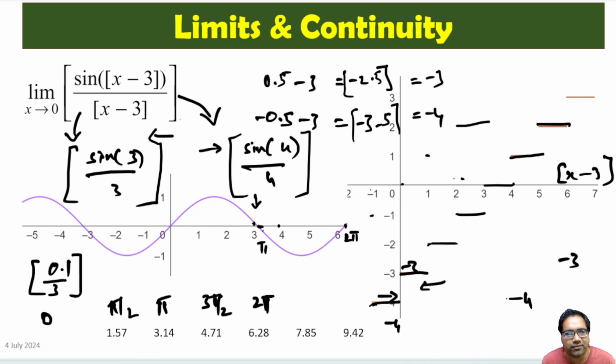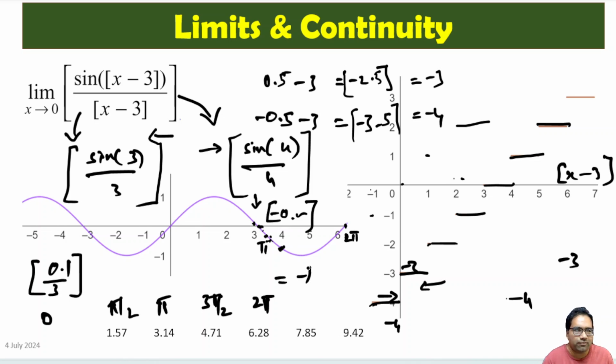Now, what about sine 4? Where is sine 4? Sine 4 is somewhere here, which is between pi and 3 pi by 2. This is something lesser than 0, something between 0 and minus 1. And this by 4 again will be something between 0 and minus 1. Sine 4 by 4 is a negative number, between 0 and minus 1. So this is actually negative 0 point something. So the greatest integer function of this is equal to minus 1.